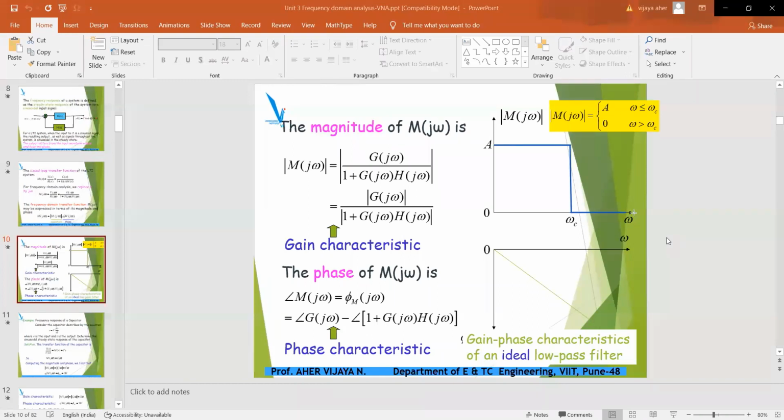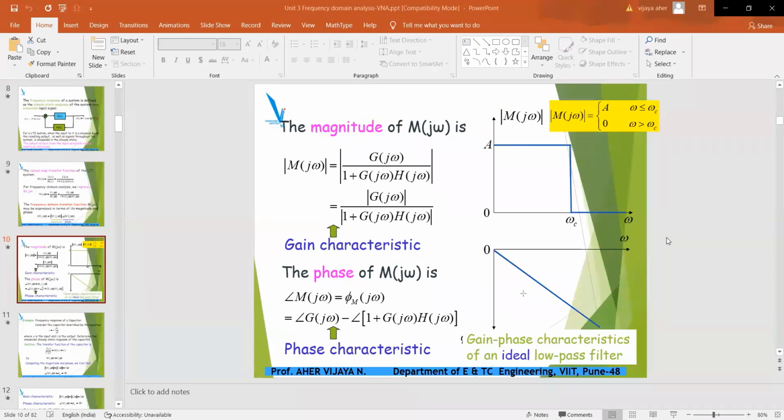Okay, now the second one is phase characteristics of ideal low pass filter. So this is nothing but phase characteristics of ideal low pass filter. This is the phase, and this is nothing but phase with respect to omega. This one is gain characteristics, this one is phase characteristics of ideal low pass filter.